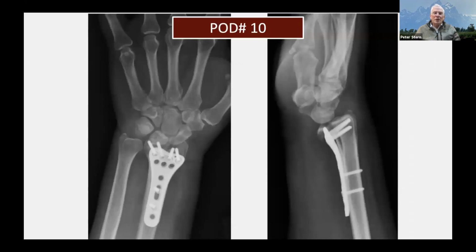The patient came back to the treating surgeon 10 days later, and these were the radiographs that were taken. Well, that's unfortunate. There's volar escape, volar radiocarpal subluxation. The volar ulnar corner was not captured by the plate.